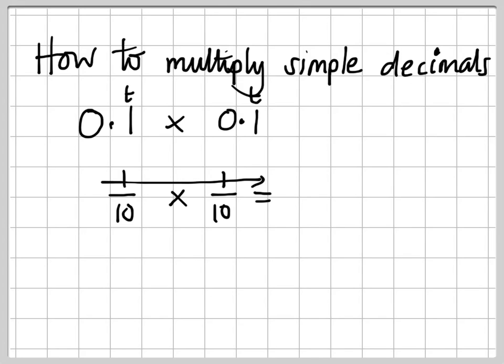Multiply the top numbers together to give you 1. Multiply the bottom numbers together to give you 100. So the answer is 1/100th. But how do we convert that back into a decimal?